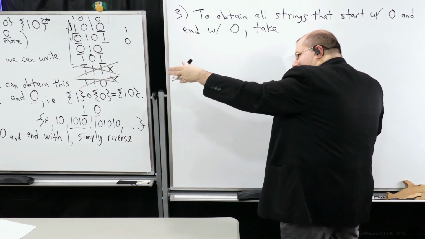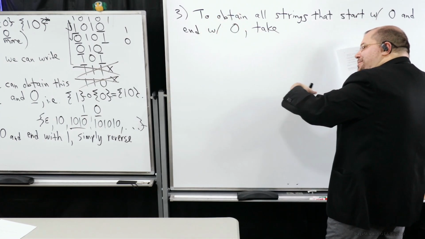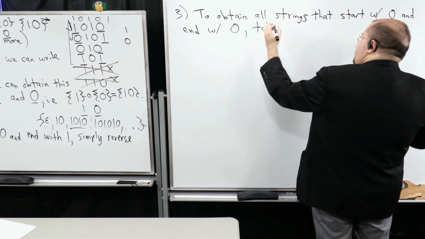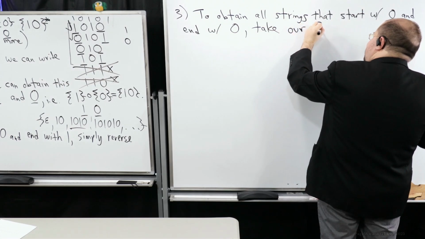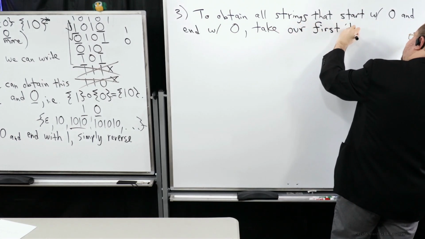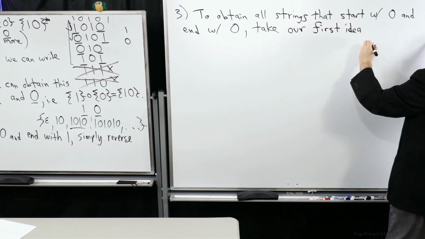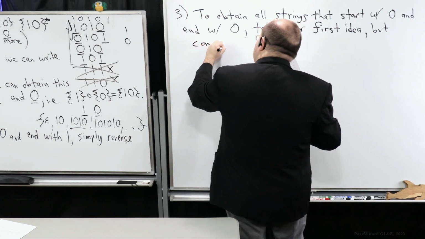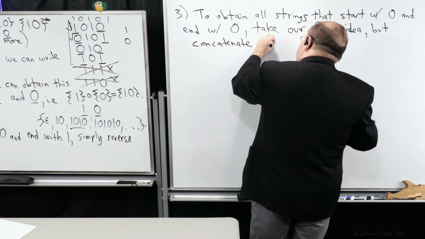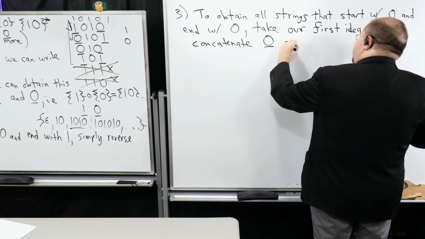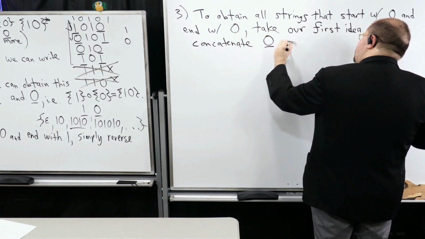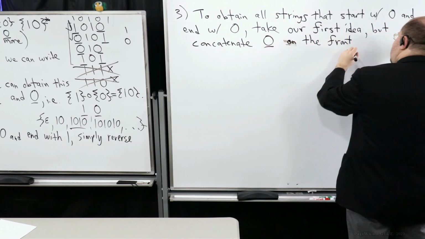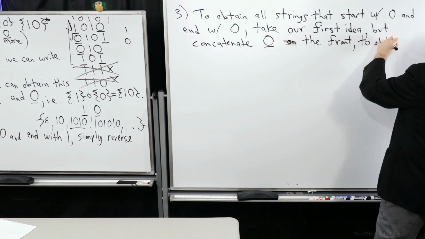I'm going to put a 0 on the front. So I'm going to take 0 and I'm going to concatenate it with whatever I did in the first case. So check this out. Let's take our first idea, but concatenate the expression 0 on the front. So if we do this, we end up with the expression.